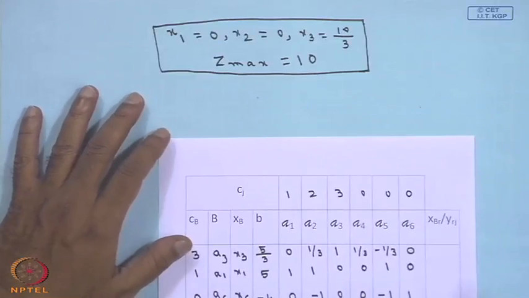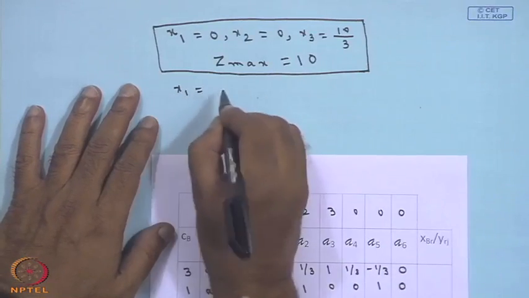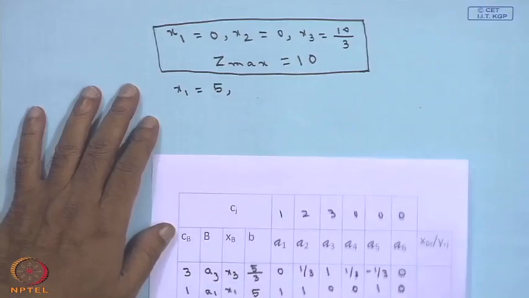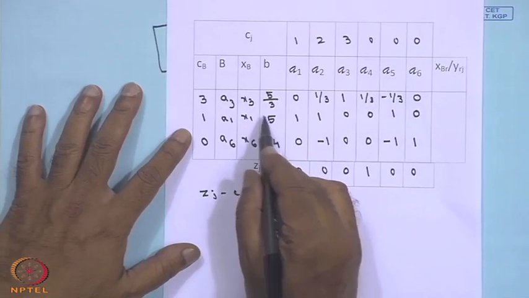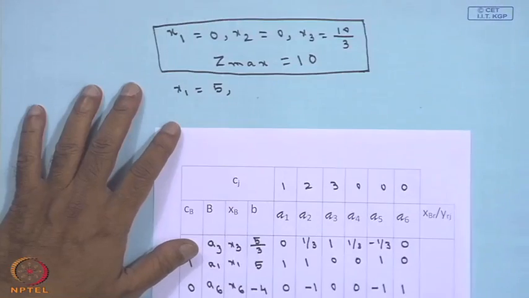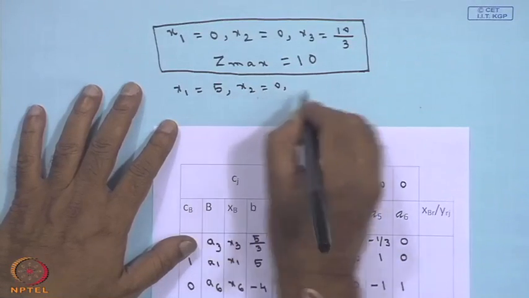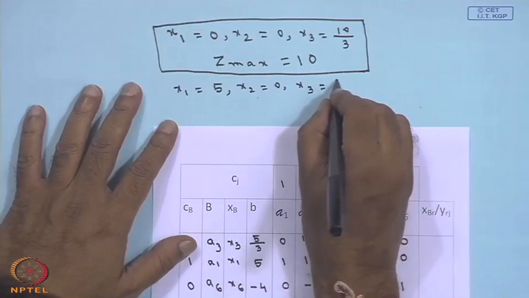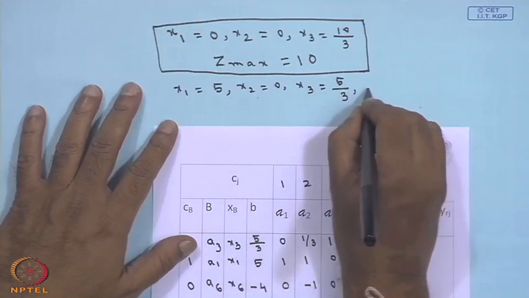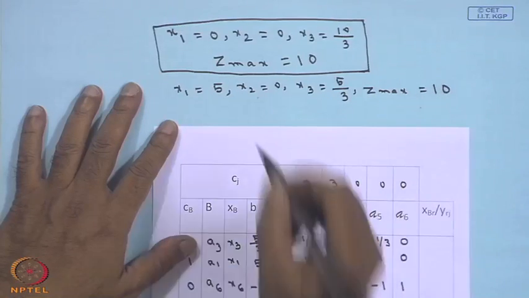So, let me write down here. Another solution is x 1 is 5. From this table only we are getting x 1 is 5, x 2 is not there, so x 2 is 0 and x 3 is 5 by 3. So x 1 is 5, x 2 is 0 and x 3 equals 5 by 3. If you calculate z max, again you will see that the value is 10.